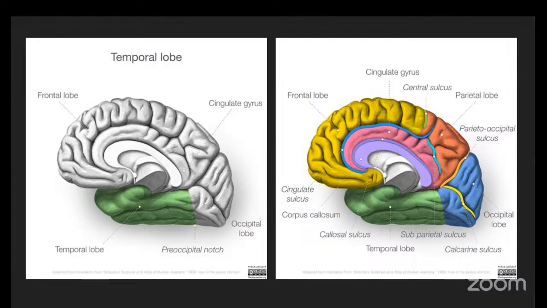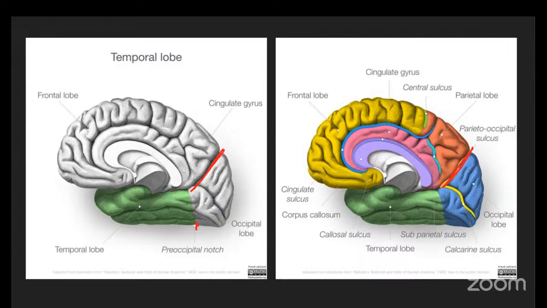We need to see this as well. We have the preoccipital notch, which is a visible notch, and then this is the parieto-occipital sulcus that you can see. So we draw this imaginary line. It's not an actual sulcus on the brain. It's an imaginary line where, on dissections, the anatomists and researchers have found that the temporal lobe boundaries end and the occipital lobe boundaries start. So it is an arbitrary or imaginary line between the preoccipital notch and the parieto-occipital sulcus.